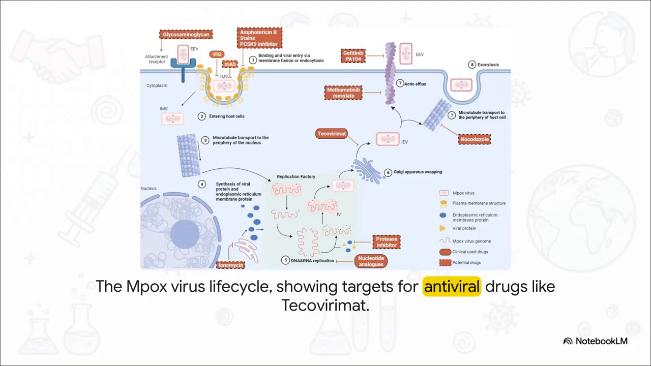Now for treatment, let's zoom in on the viral life cycle to find some potential points for intervention. This is a great diagram. You can trace the entire process from the virus getting in to its DNA replication inside those cytoplasmic factories and finally assembly and exit. When we're looking for antivirals, we're looking for a chink in this armor. So take a look at step 8, exocytosis. The drug tecovirimat actually targets a protein that's essential for that final wrapping of the virus before it leaves the cell. It basically traps the new virions inside, stopping them from getting out and spreading.